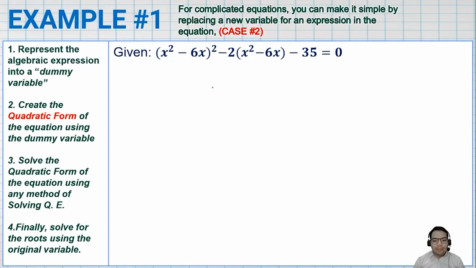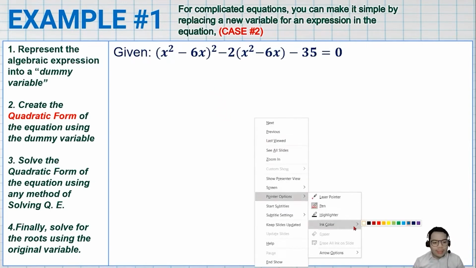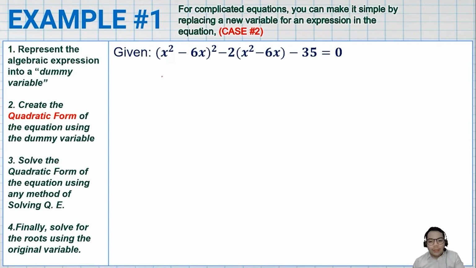So, yan, tingnan natin. Yung ginawa natin, parehas lang din naman sa case number 1. But this time, instead of x squared yung papalitan natin ng dummy variable, yung algebraic expression, yung buo, yung gagawin nating dummy. So, once again, I'll use the first letter of my name, E, says na Edward. So, E is equal to, papalitan ko ngayon, kung mapapansin nyo sa equation na to, parehas silang merong x squared minus 6x. So, yan ngayon yung gagawan ko ng dummy variable. So, I'll write x squared minus 6x. So, yan yung step 1 natin.